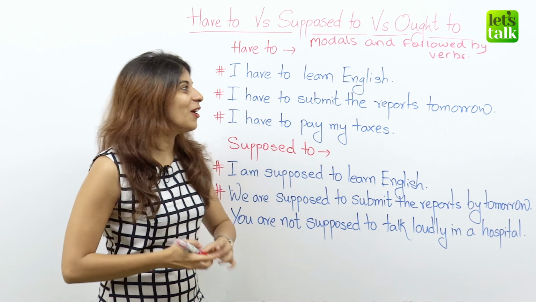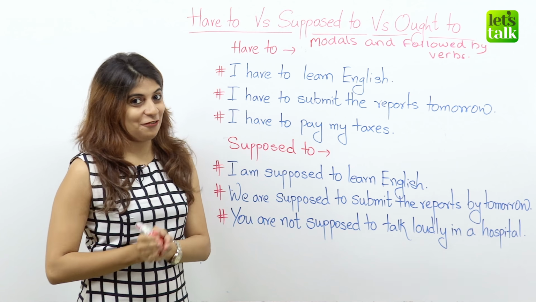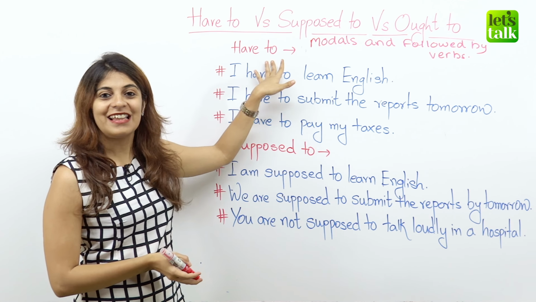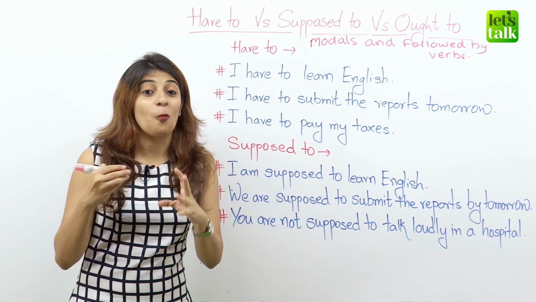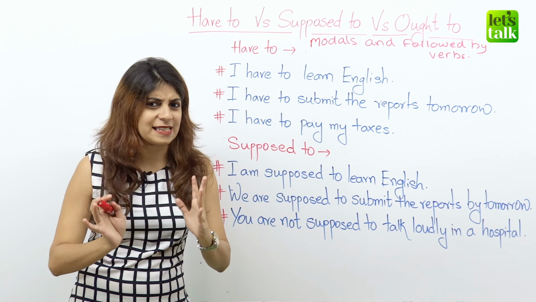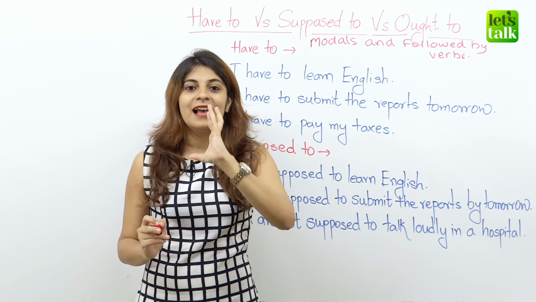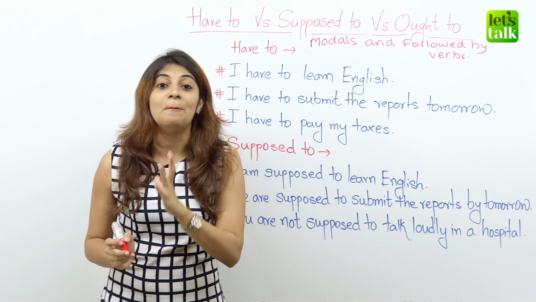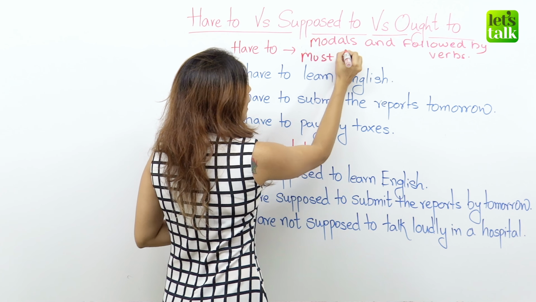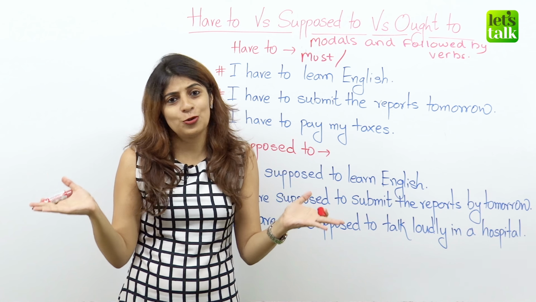Okay, so make sure you make a note of this, and now let's understand the difference. The first thing that we're going to look at is have to. Now, when do we use have to in English and what exactly does it mean? Have to can be used the way we use the word must. And it is used in a situation where you have no choice.